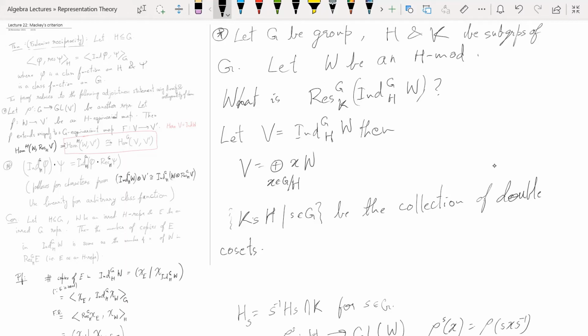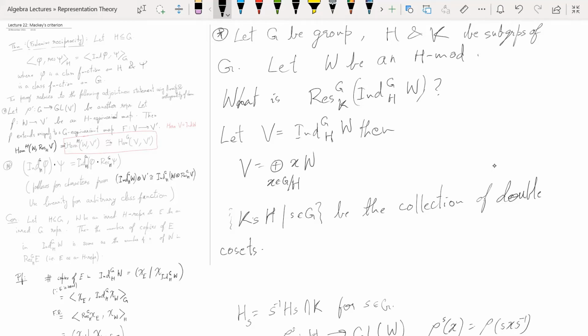So we want to give a different description. We'll use the usual notation: V will denote the representation induced from W, from H to G. So we know what V is. V is just the sum of the translates xW, where x runs over all left cosets of H, or over representatives of left cosets of H.